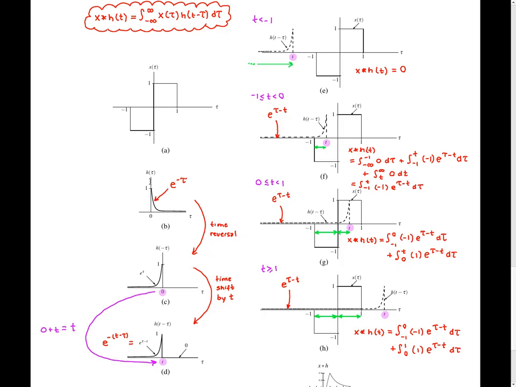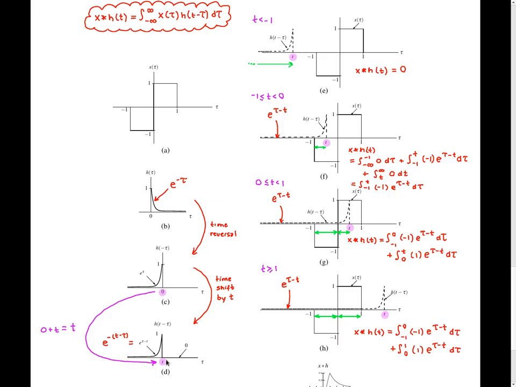There are at least two different ways you can go about doing this, but the way that I would recommend is we first apply a time reversal operation followed by a time shift by t. The relationship between the function h of tau shown in figure B and the function that we really care about, shown in figure D, which is h of t minus tau, is that to get from the graph in figure B to the graph in figure D, we first apply time reversal, and then we take the result from time reversal and time shift by t to get this final graph.